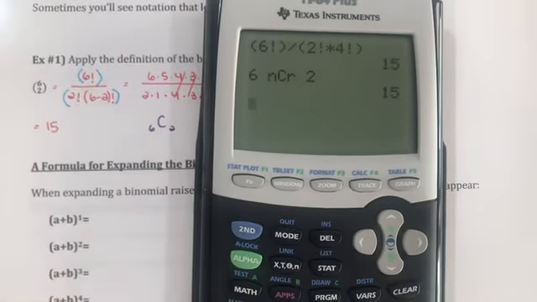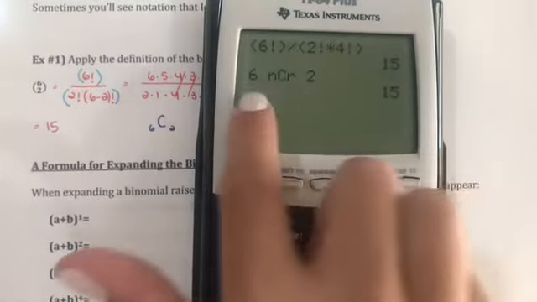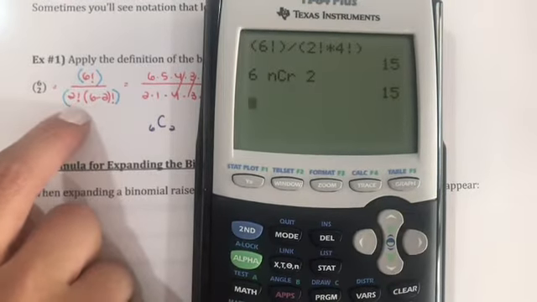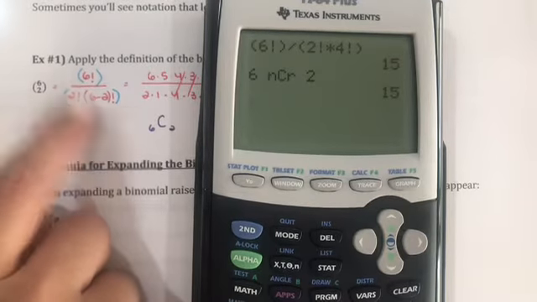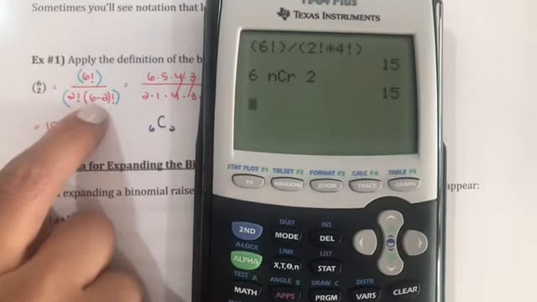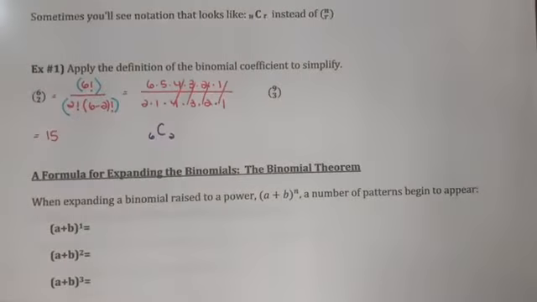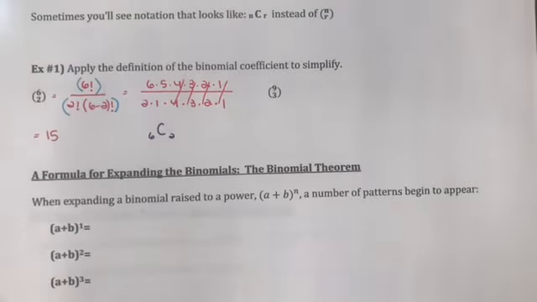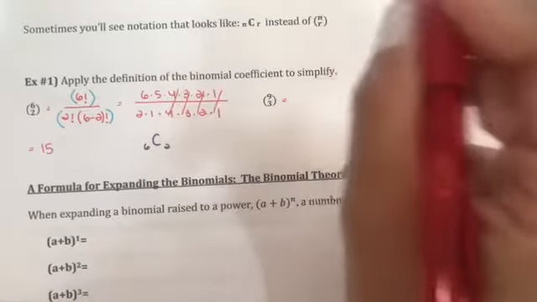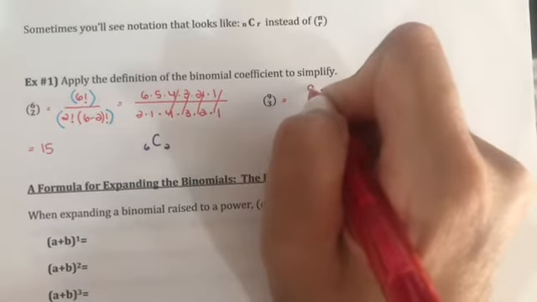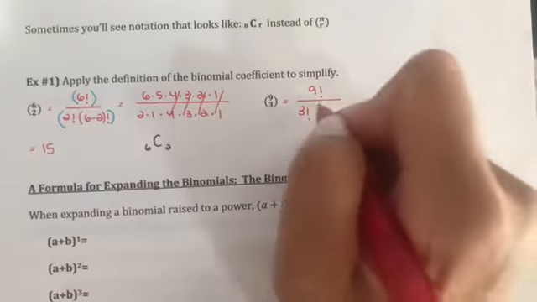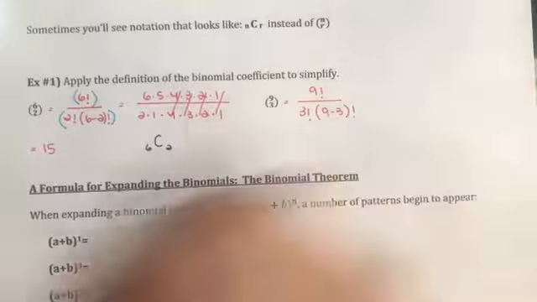I'm okay with any of these methods. This one might be the fastest. However, you do need to be able to plug into the binomial coefficient notation over here. Let's say on a quiz, this might be a question. So doing our second one, let's do both methods by hand and then in the calculator. Let's say we've got 9 factorial over 3 factorial and then 9 minus 3 factorial.